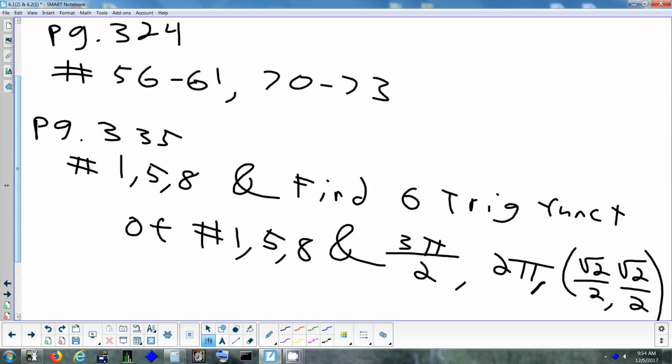For 1, 5, and 8, 3 pi over 2, 2 pi, and then the coordinate at the end, you should have 6 answers per problem. So sine, cosine, tangent, secant, cosecant, cotangent. All 6 of those for everything I just underlined. It seems like kind of a lot. You're like, wow, it's 36 different answers for that last part, but really, the answers should come very quickly.